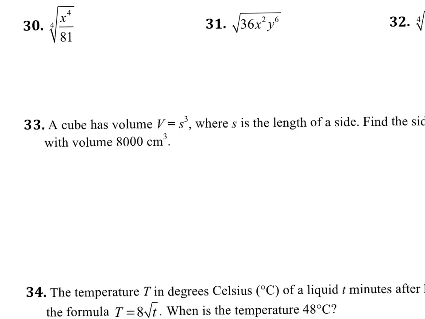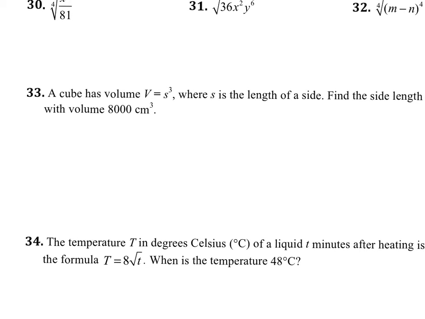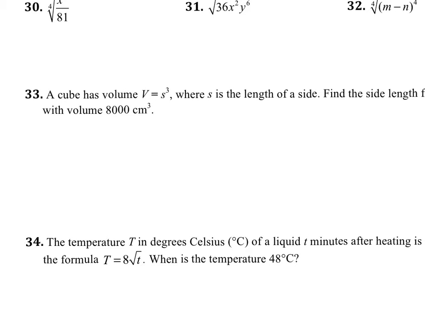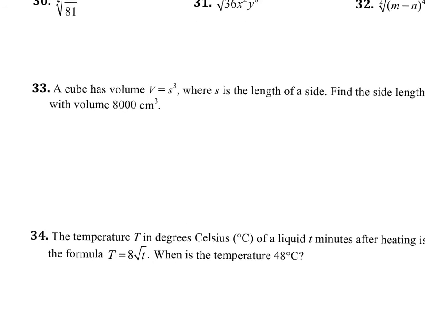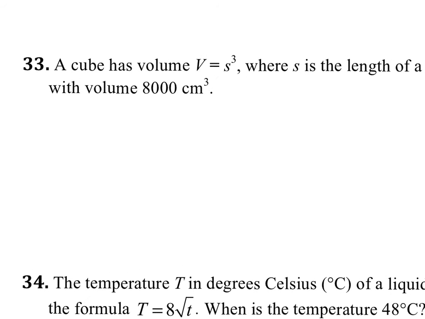Now let's go and check out a word problem. In this word problem, a cube has a volume, volume equals s cubed, and s being the length of a side. Find the side length for a cube with a volume that has 8,000 cubic centimeters. So of course, we're going to substitute the 8,000 directly into the v, and so we end up with this, or begin with this. Now how do we clear up both sides?